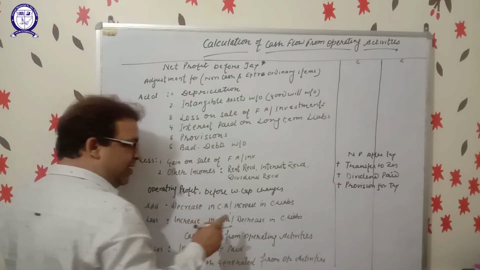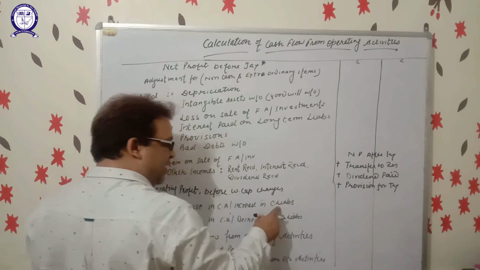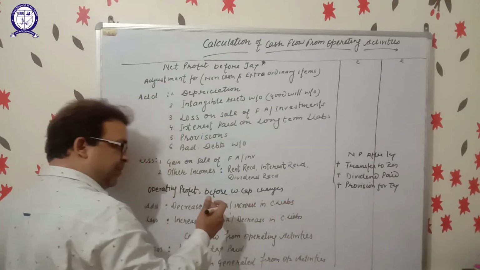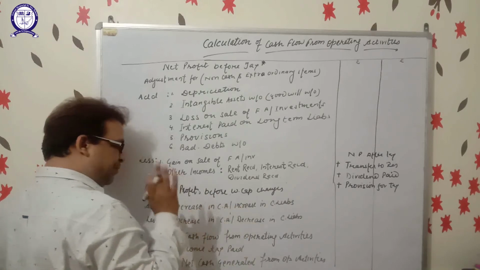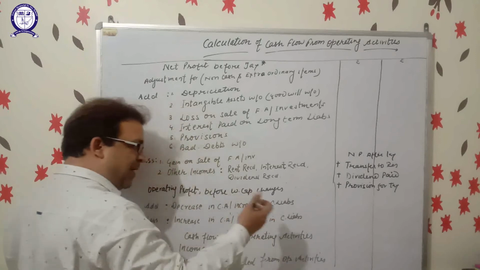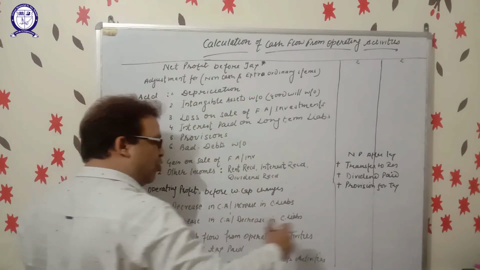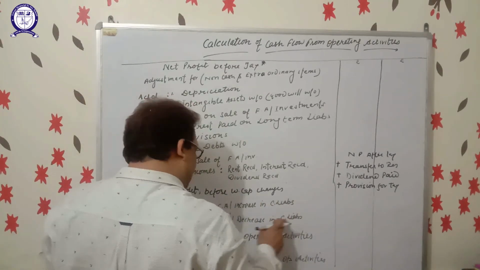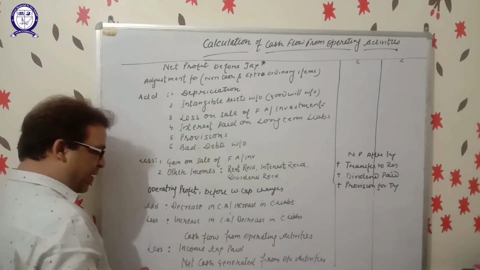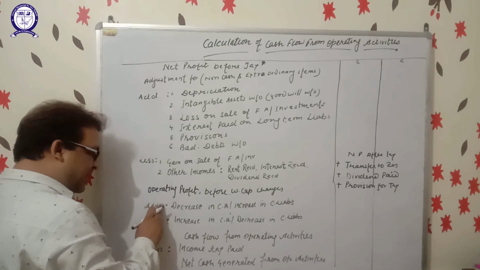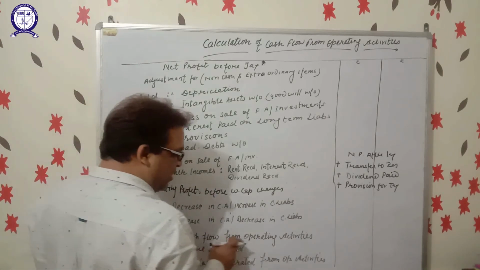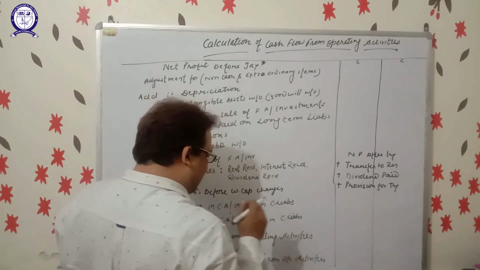On the other hand, if the current liabilities are increasing, that means cash is coming. So we will add them. And if the current liabilities are decreasing, that means we are making payment of current liabilities. Cash is going out. That's why a decrease in current liabilities will be reduced from the operating profit. After adjusting current assets and current liabilities, we will be able to find cash flow from operating activities.